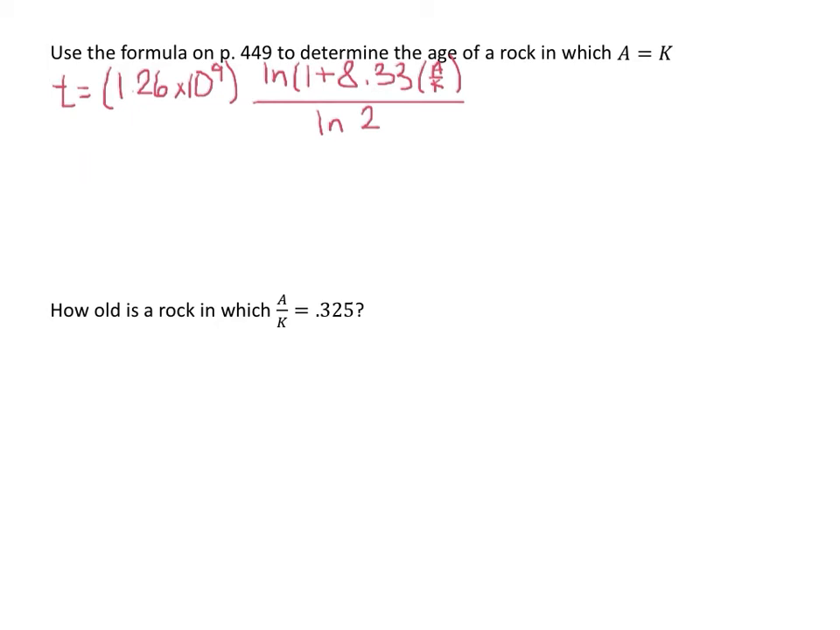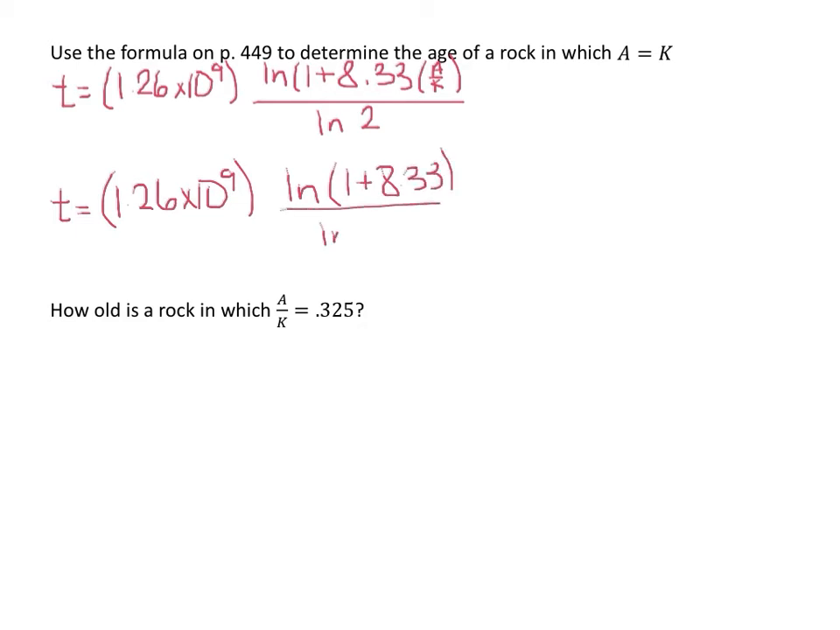So we've got the time is 1.26 times 10 to the 9th times the natural log of 1 plus 8.33 over the natural log of 2. And I plug that into the calculator. I make sure to put parentheses here and here. And my calculator has given me this number.